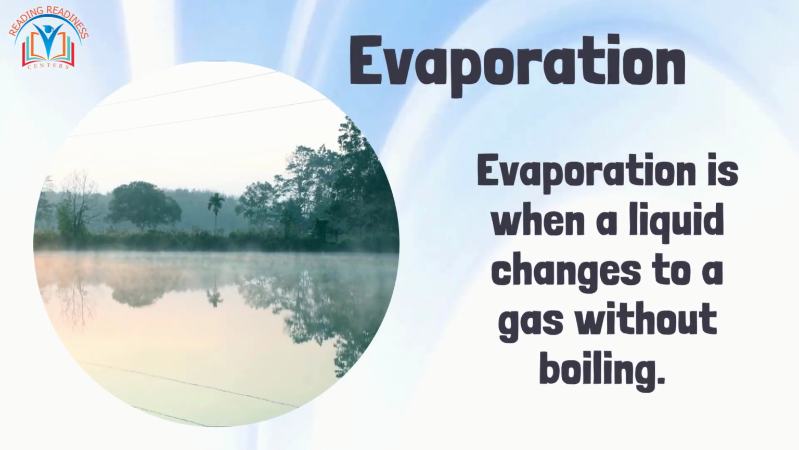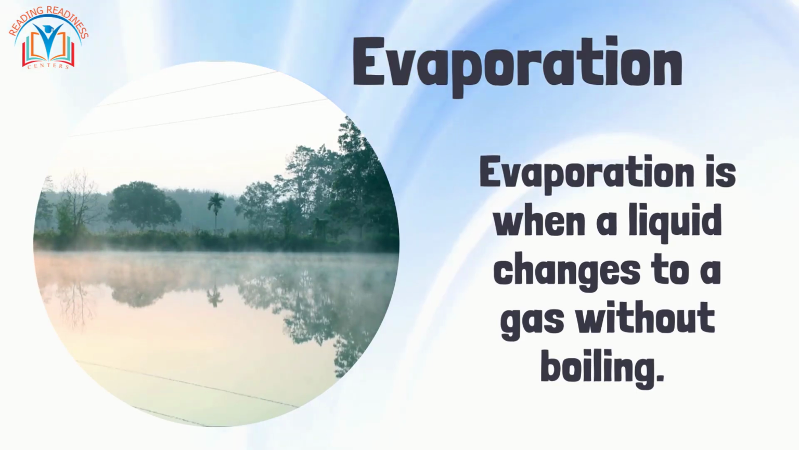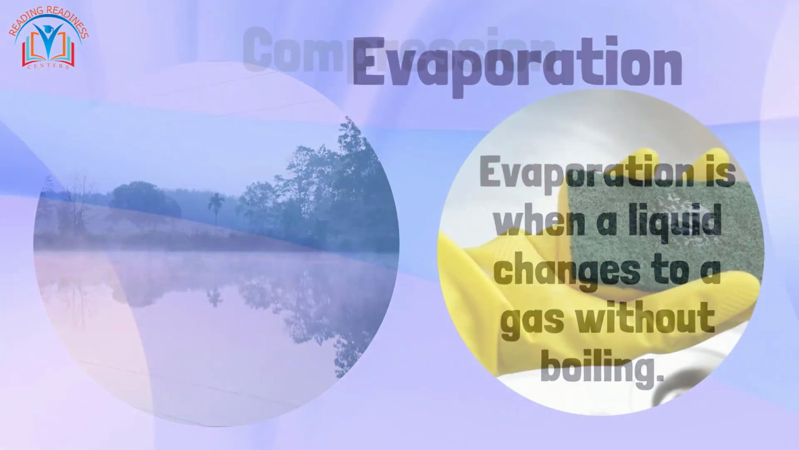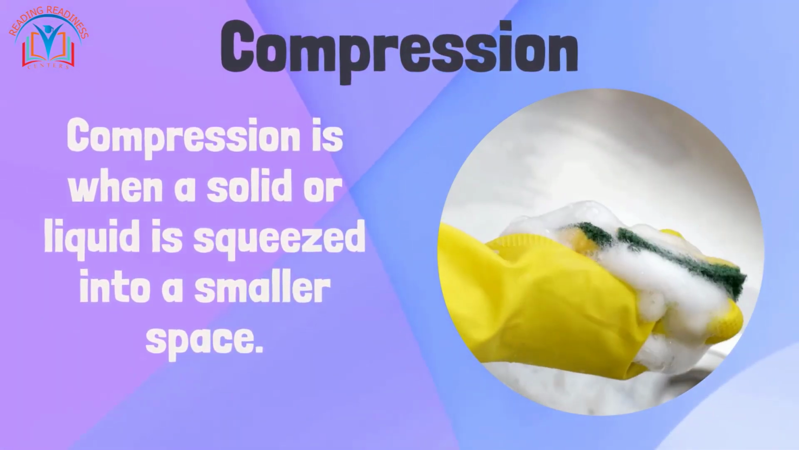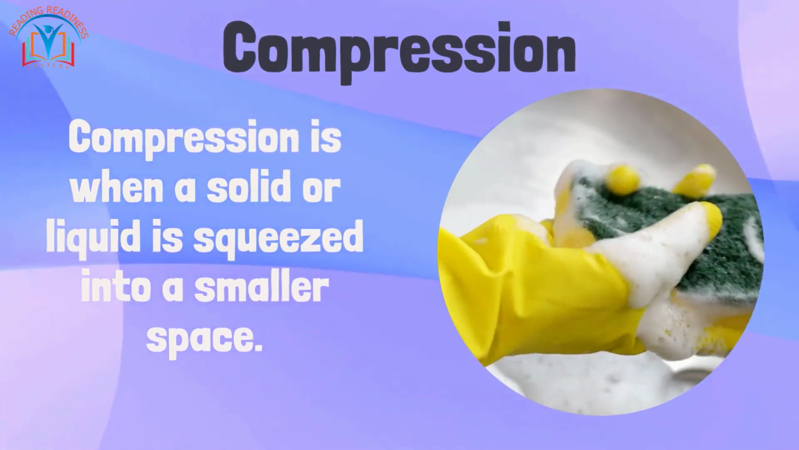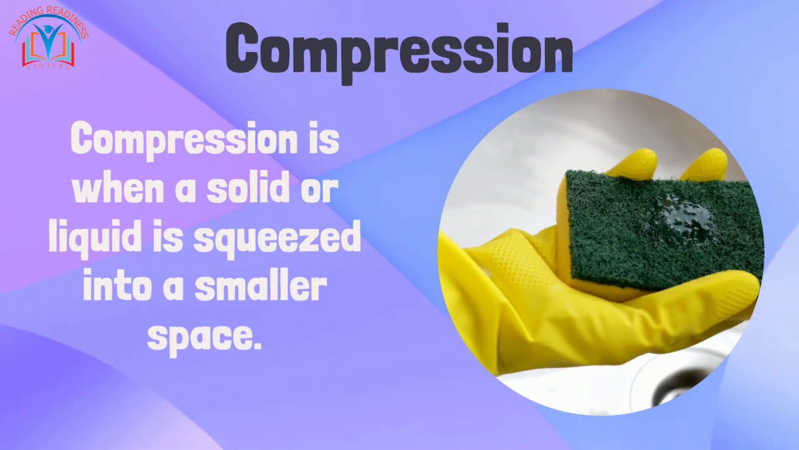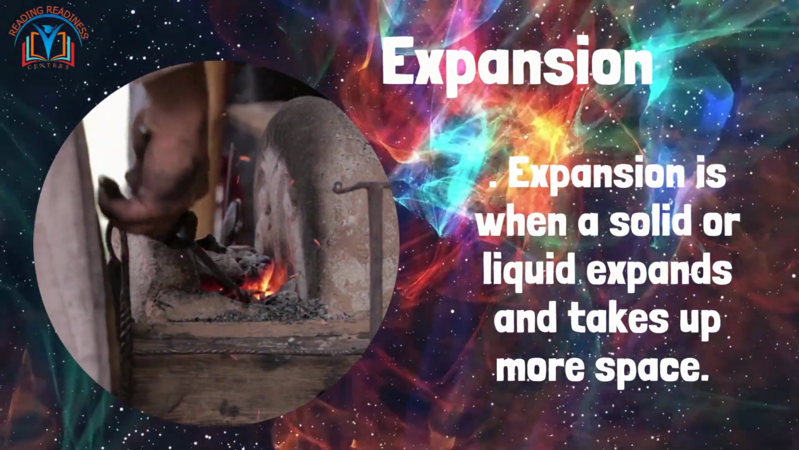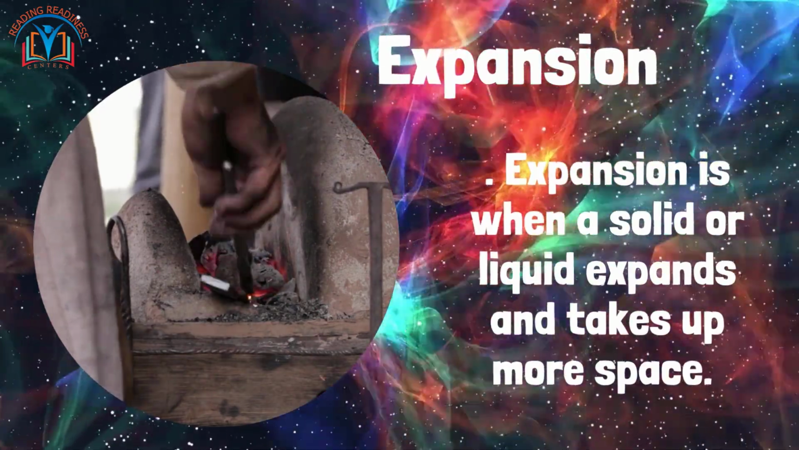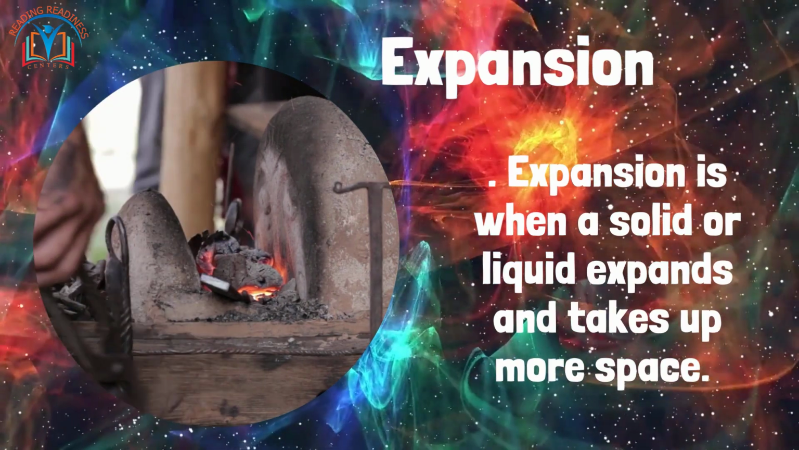Evaporation. Evaporation is when a liquid changes to a gas without boiling. For example, water evaporates from a puddle on a hot day. Compression. Compression is when a solid or liquid is squeezed into a smaller space. For example, when you squeeze a sponge, you are compressing it. Expansion. Expansion is when a solid or liquid expands and takes up more space. For example, when you heat a metal spoon, it expands.